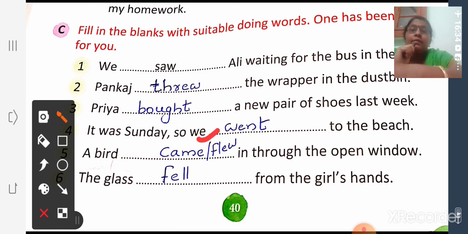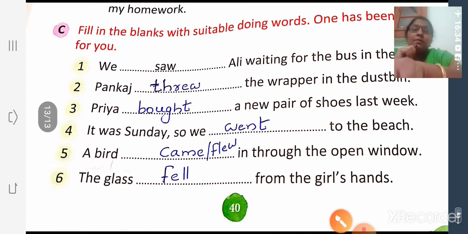We can write any suitable word here. Any word which is suitable can be written. The glass fell from the girl's hand. Okay, these are all past forms.